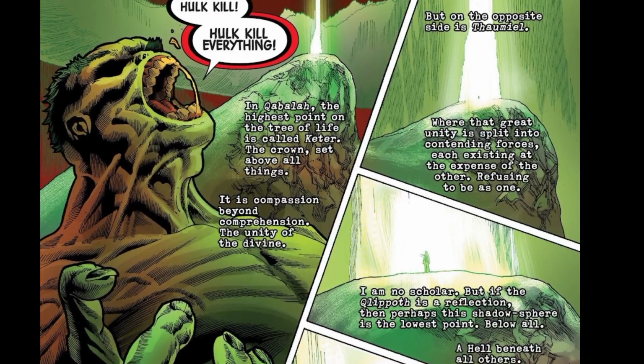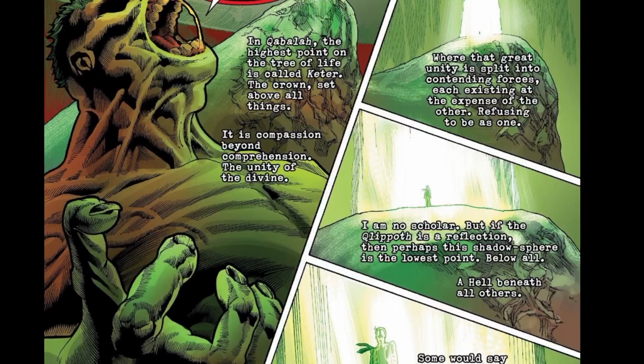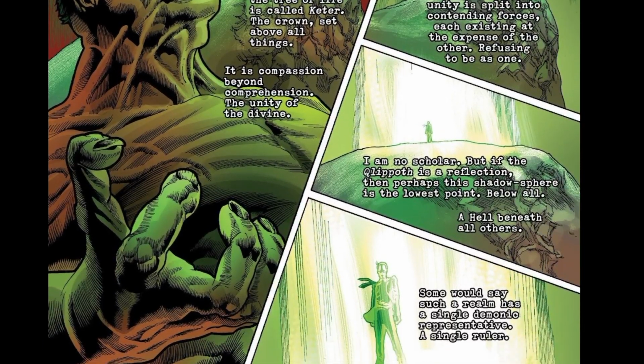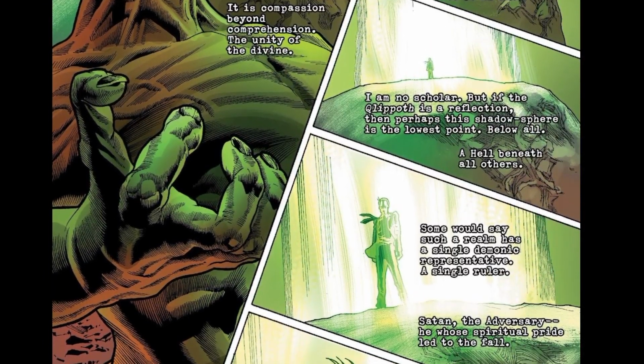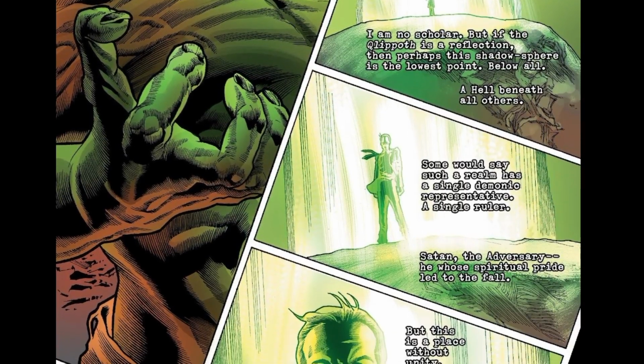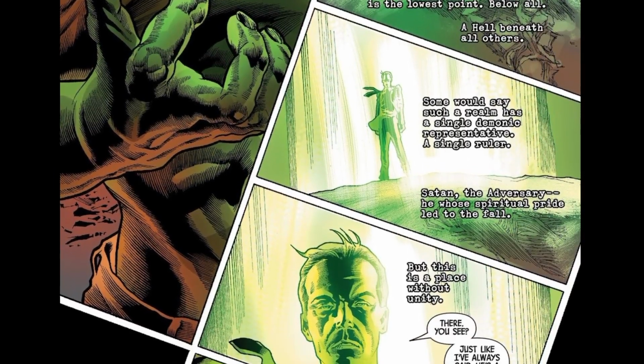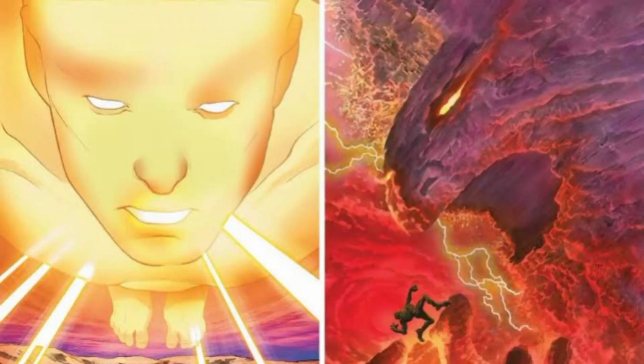The lowest of the lowest layers of the Qliphoth is Thaumiel, which is the dark reflection of Keter. Thaumiel is in a state where the unity is divided into conflicting forces. In this realm, the One Above All exists as the One Below All.